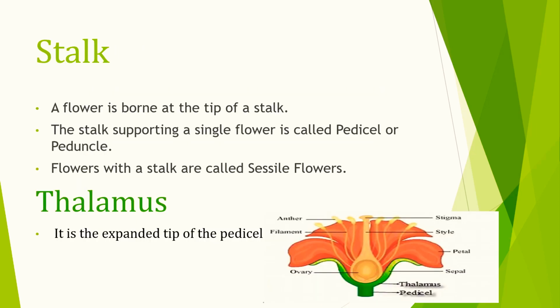Stalk. In a flower, the leaves are modified into floral whorls. A flower is born at the tip of a stalk, which is called as pedicel or peduncle. We can say the stalk supporting a single flower is called as pedicel. The flower which have a stalk or pedicel are called as pedicellate flowers. Flowers without a pedicel are called as sessile flowers.